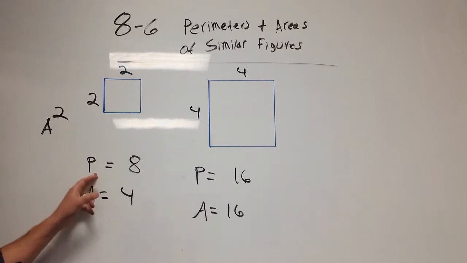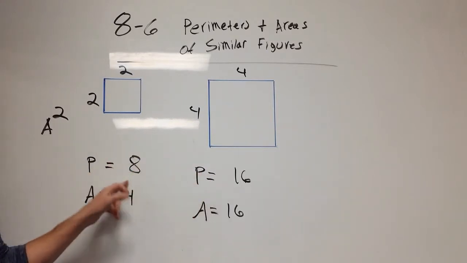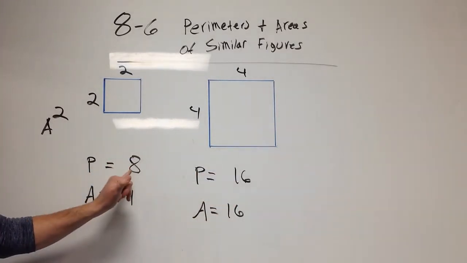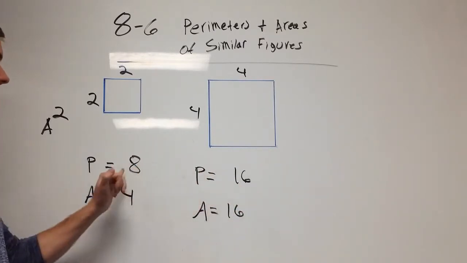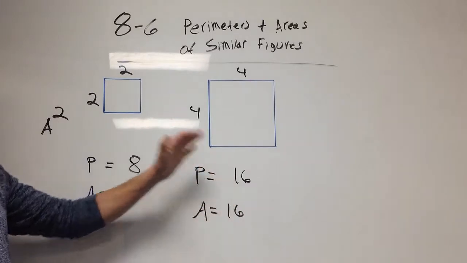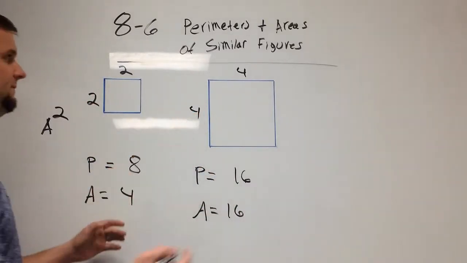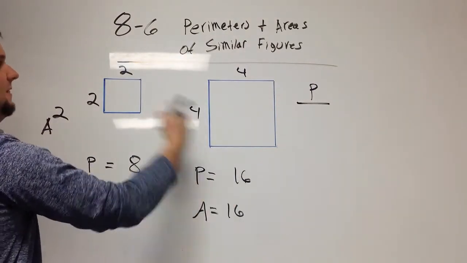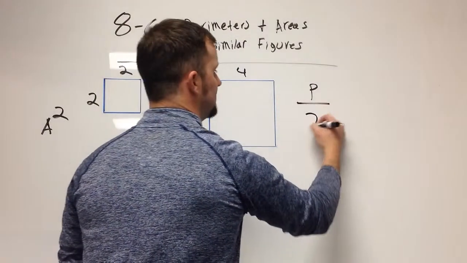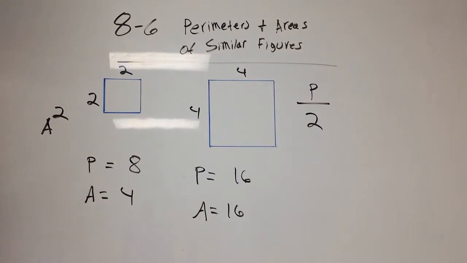First I'm going to look and see what happened between my two perimeters here. Going from the perimeter of 8 to the perimeter of 16, it looks like all I did was multiply by 2. Isn't that what my scale factor was? So to find perimeter, all you have to do is multiply by the scale factor. The scale factor is going to be 2 as well.